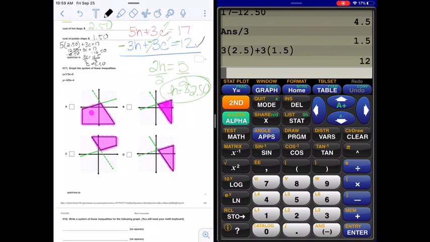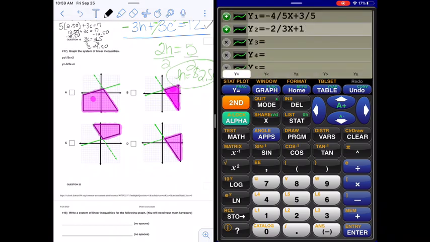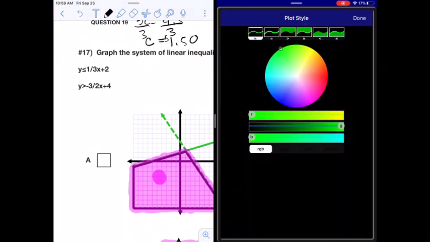All right, let's practice graphing. We've got to get so good at these graphing calculators. Go ahead and hit Y equals. I've got stuff in here, so I'm going to clear it out. I'm going to type in my 1/3, so 1 divided by 3x plus 2. It's less than or equal to, so I'm going to highlight there and choose less than or equal to.